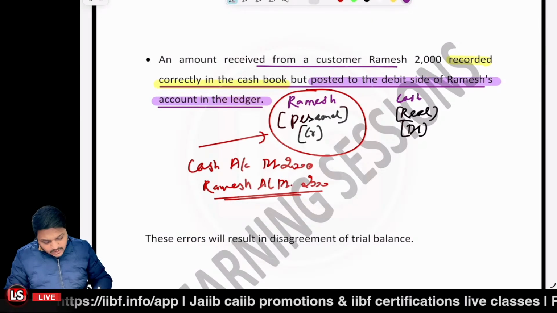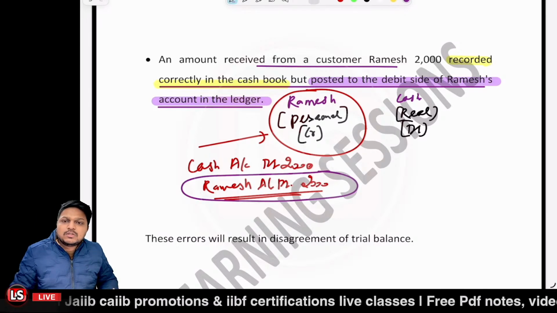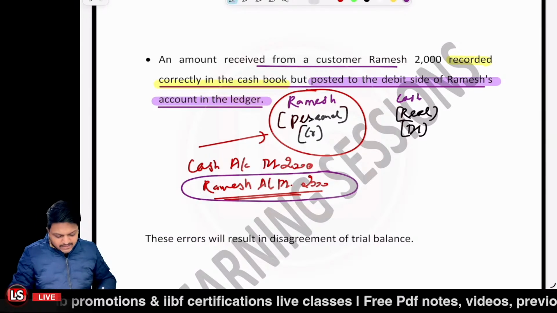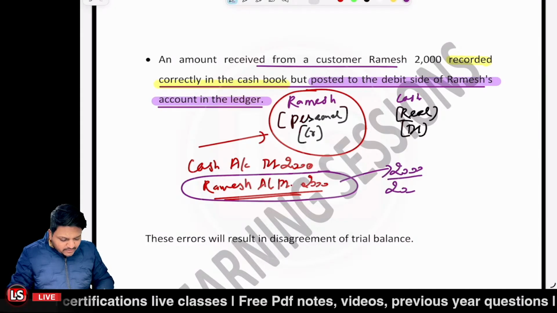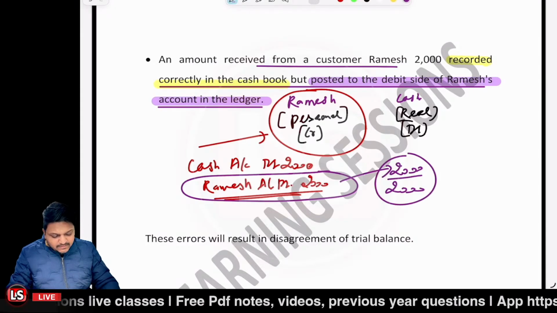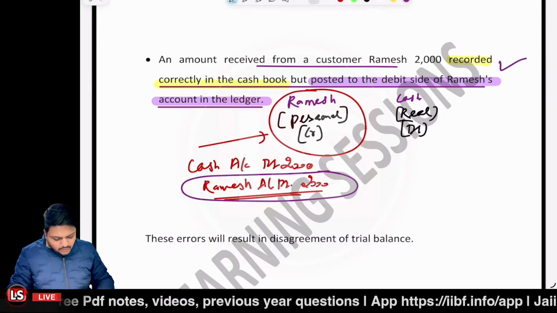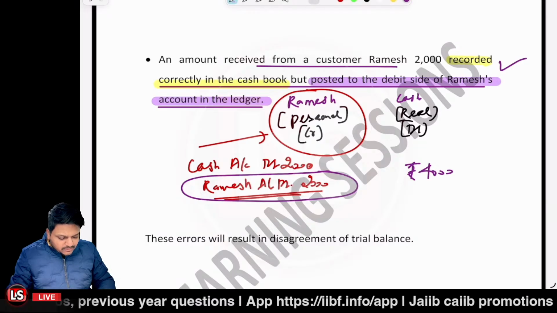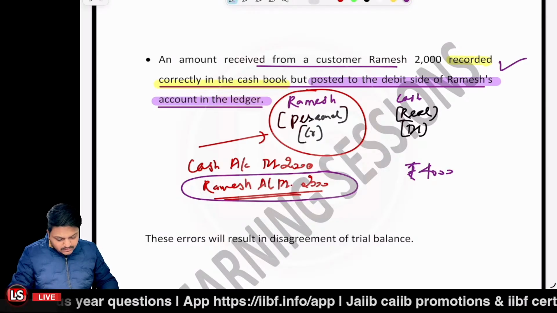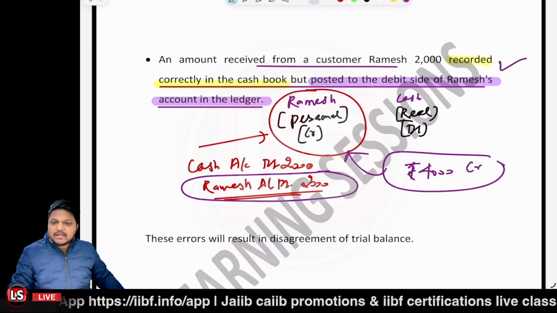Now first of all, we are to post the entry so as to rectify the effect of this, so as to nullify the effect of this. That is, a 2000 entry is to be passed so as to nullify the effect, and another 2000 entry is to be passed so as to make this entry appropriate, right? So in total we are to post rupees 4000 credit so as to rectify this entry. Is that clear?